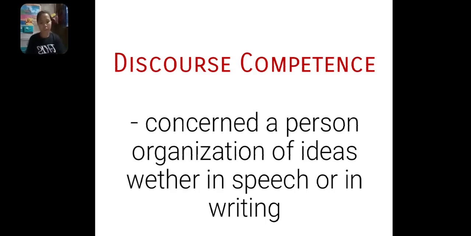Next is discourse competence. It is concerned with the organization of ideas, whether in speech or in writing. Discourse competence deals with one's understanding of how ideas and words are interconnected through cohesion and the use of transitional devices. It is the ability that people have to connect sentences in stretches of discourse in the form of a meaningful whole out of a series of utterances.